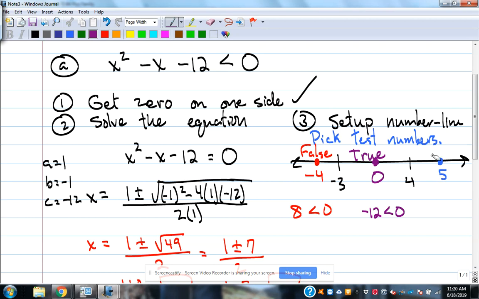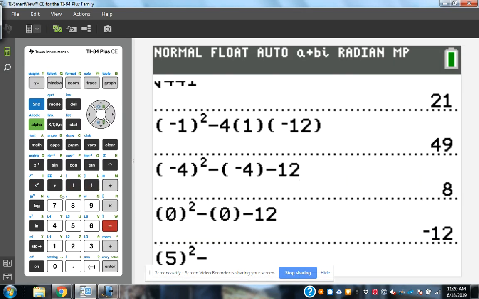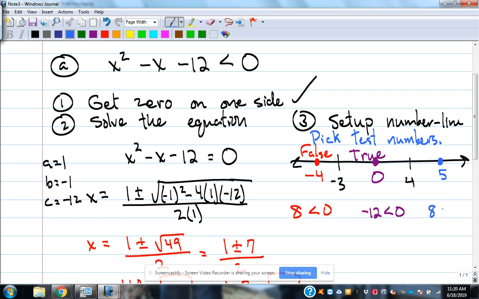We could have answers over here with this area too. So I'm going to check that. So I'm going to plug in 5. So parentheses 5 squared minus parentheses 5 minus 12. Get +8. Is 8 less than 0? No, that's false as well. So the answers are in this area here.